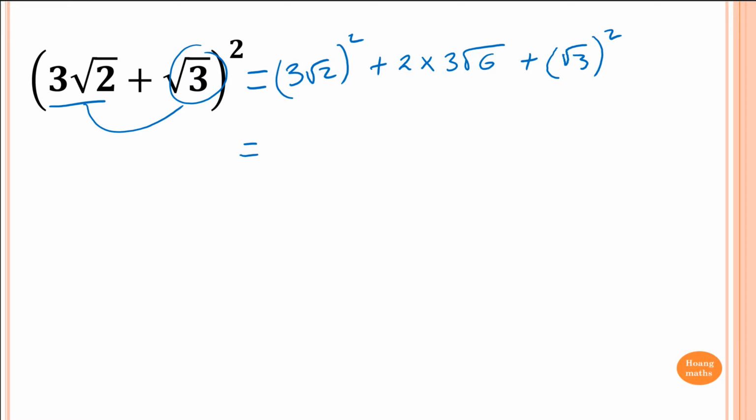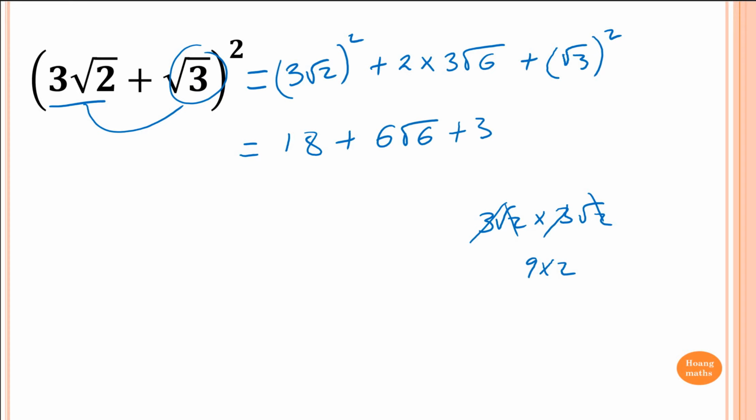Now, 3 root 2 squared is 3 root 2 times 3 root 2. So 3 times 3 is 9, root 2 times root 2 is 2, so 9 times 2 is 18. Is that okay? And then plus 2 times 3 is 6, so 6 square root of 6. And root 3 squared is 3. Then you add them together: 18 plus 3 is 21. And then 21 plus 6 square root of 6. That's the answer.